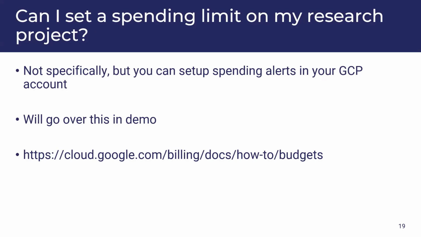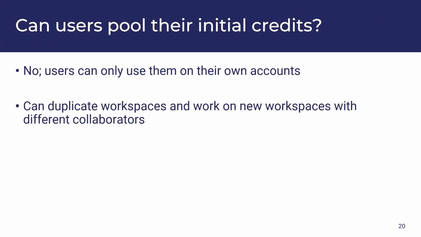Another question is, can I set a spending limit on my project? Basically, not specifically, but you can set up spending alerts in your GCP billing account. Unfortunately, that's just something related to GCP billing that we have no control over. And that's like everyone, because it'd be really nice to be able to say, I only want to spend $1,000 on this project. But the way GCP is set up, that's not possible. But again, there are spending alerts you can use, so at least you get an update when you hit some milestones that you might be interested in, and you can then manually stop paying for something at that point.